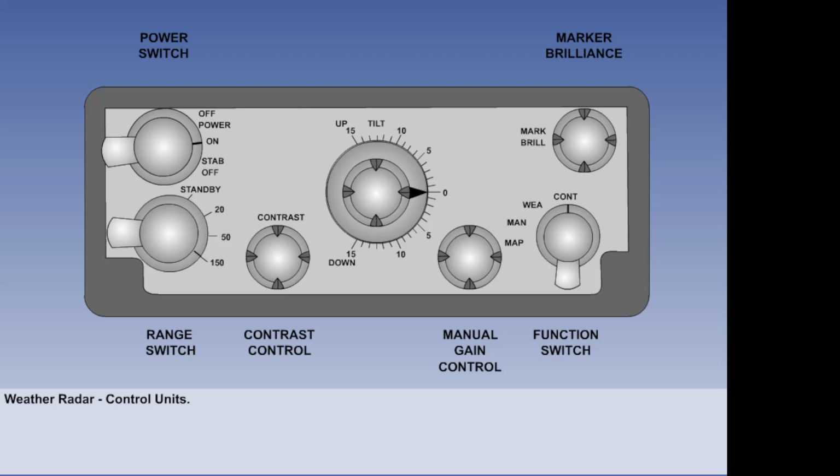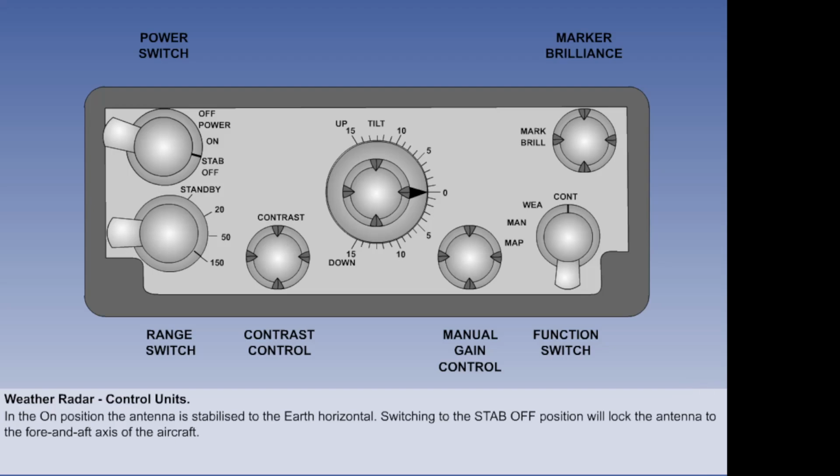Both monochrome and color radar have similar basic functions, but color radar has some additional features which we will look at later in the lesson. Let's start with the monochrome control unit and the power switch. In the on position, the antenna is automatically stabilized in both pitch and roll and aligned with Earth horizontal. Switching to the stab off position will lock the antenna to the fore-aft axis of the aircraft.